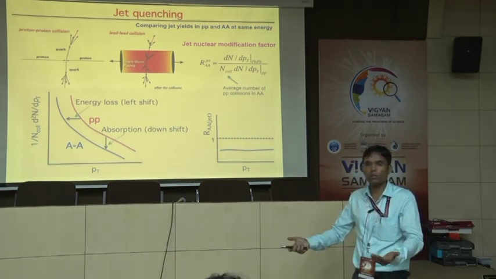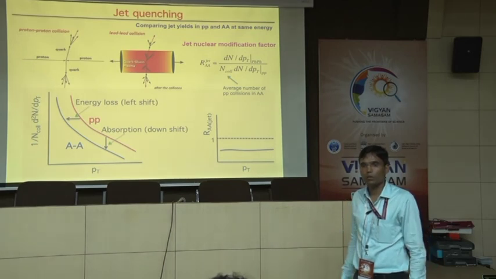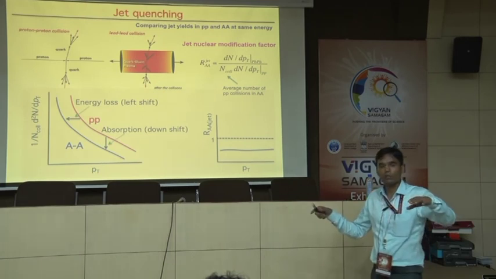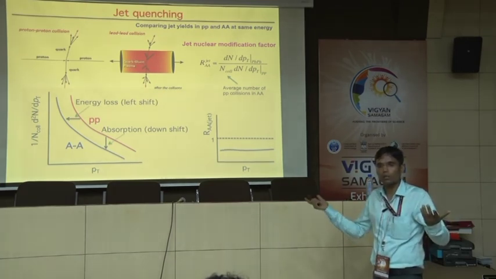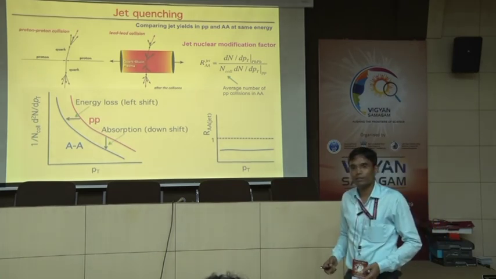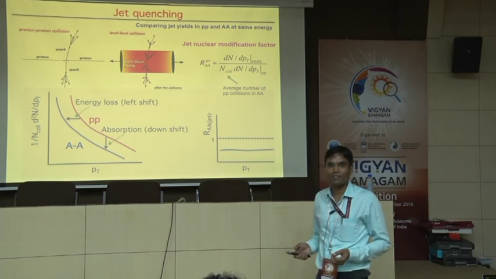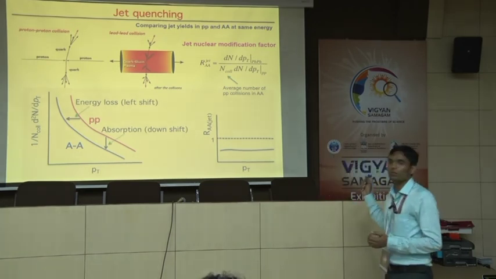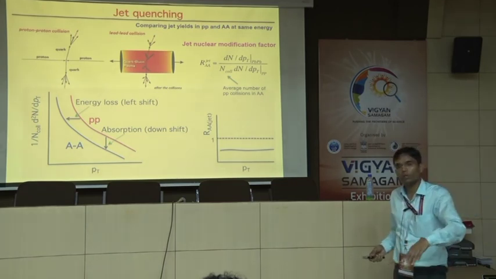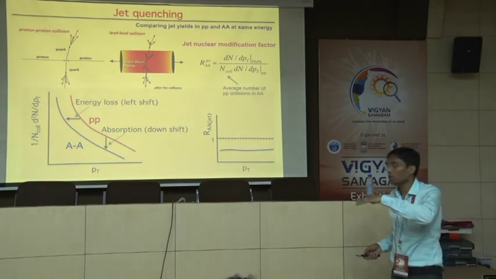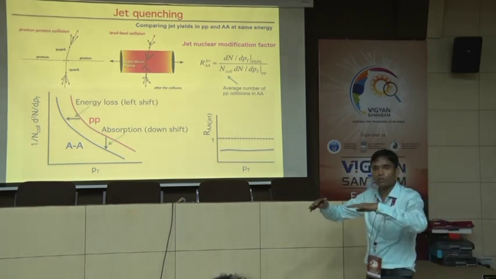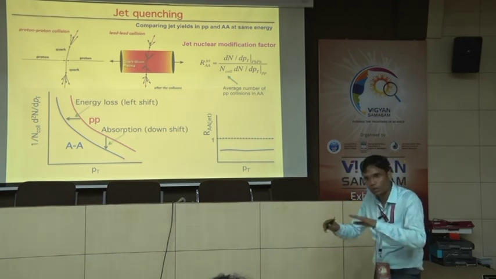And if it is less than 1, then this indicates that there is a medium. If it is 1, then jets are not modified, which means there is no medium. If it is more than 1, then we don't know, there might be some other effects. If it is less than 1, then jet modification is there, and it also depends how much less. If the medium is more dense, then it will be even further suppressed.